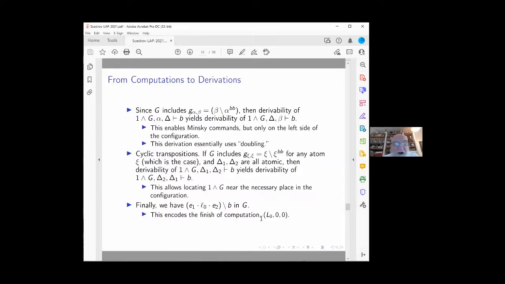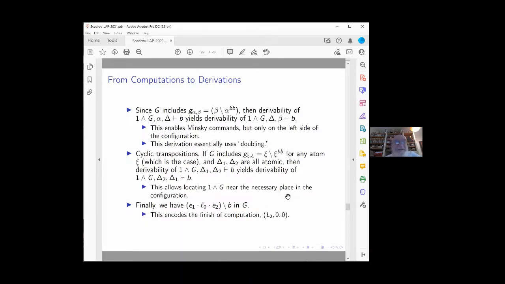You have to make sure that you can access the commands, because these things are, remember, lists, not sets or multisets. And this has to be proved: because of the form of our encoding, if I get delta 1, delta 2, it turns out to be provable that I can switch the delta 1 in this particular form, not in general. Okay, so this allows locating the commands near the necessary place in the configuration.